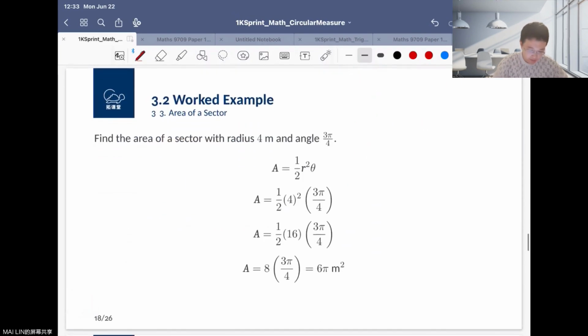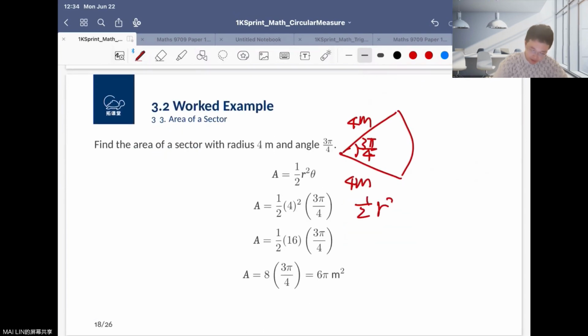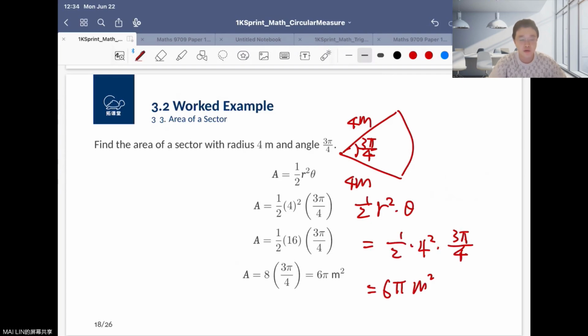That is the area formula. And also, there's an example for you. Find the area of a sector with radius 4 meters and angle 3 pi over 4. You can draw the graph. Here the radius is 4 meters, and the angle is 3 pi over 4. You can write it down as a half times radius squared times theta, so that is a half times 4 squared times 3 pi over 4. Then you can calculate it as 6 pi meters squared. That is the final answer. Or you can also use the calculator to calculate 6 times 3.14 as the final answer, okay?